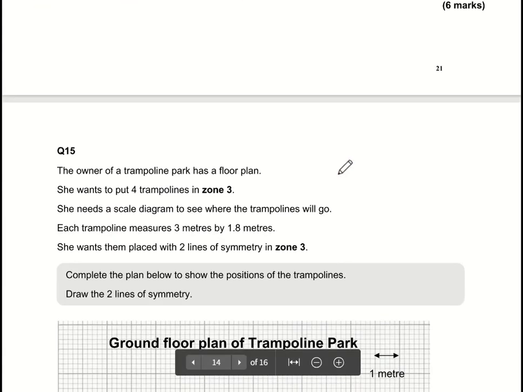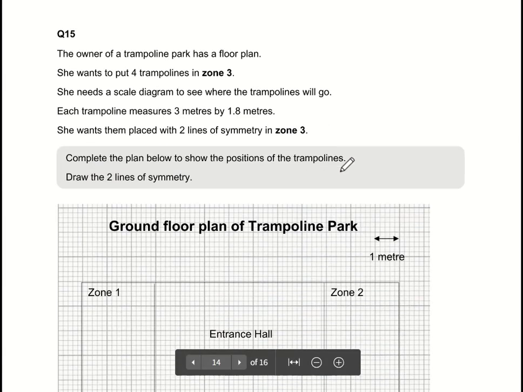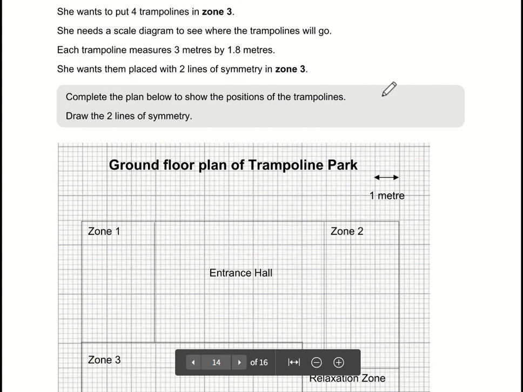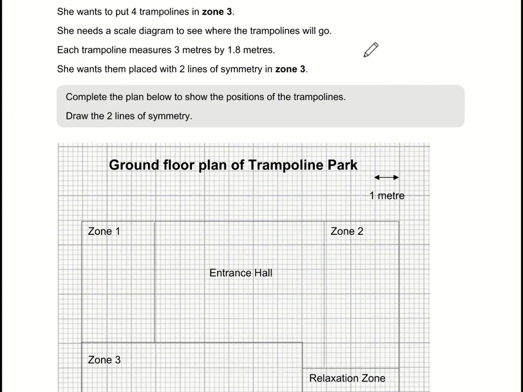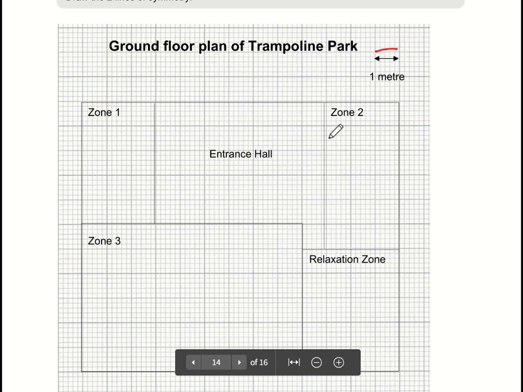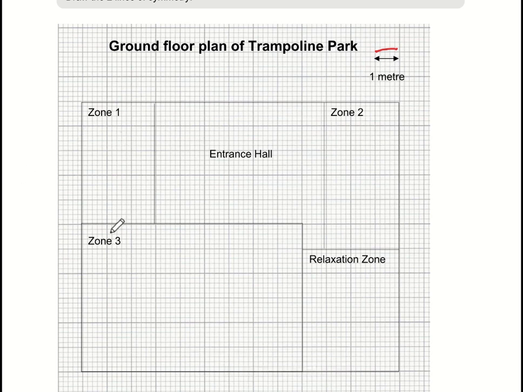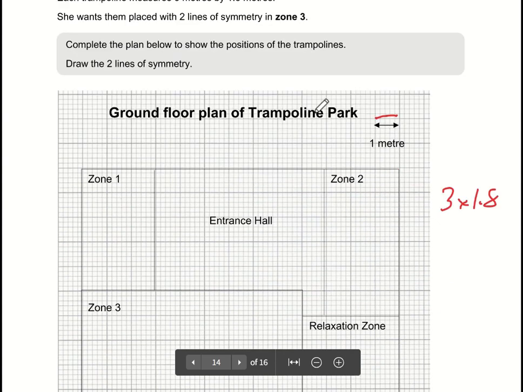Okay, and let's take a look at question number 15. So the trampoline is 3 by 1.8 meters. So this is a meter. So if 1 square is a meter, we want 3 squares by 1.8 squares, and there needs to be 4 of them in zone 3 with 2 lines of symmetry. So we said 3 times by 1.8, was it 3 or was it 2? I've forgotten already. 3 by 1.8.